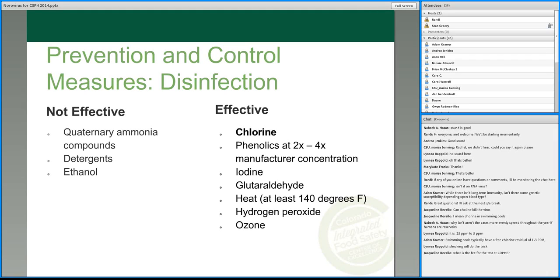So, okay, we're about to get into cleaning, but before we do that, does anyone have any questions or comments about other control measures? Randy's nodding, so I think we definitely have some from the computer.